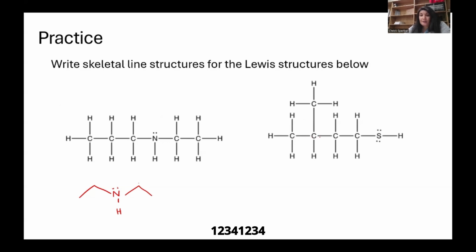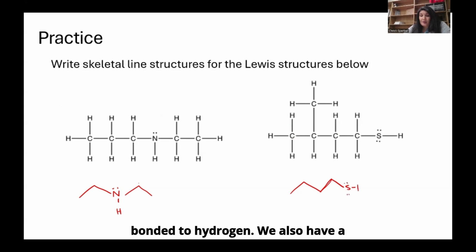Over here, we have 1, 2, 3, 4, bonded to sulfur, which is bonded to hydrogen. We also have a branched methyl, so I need to put my branch there.